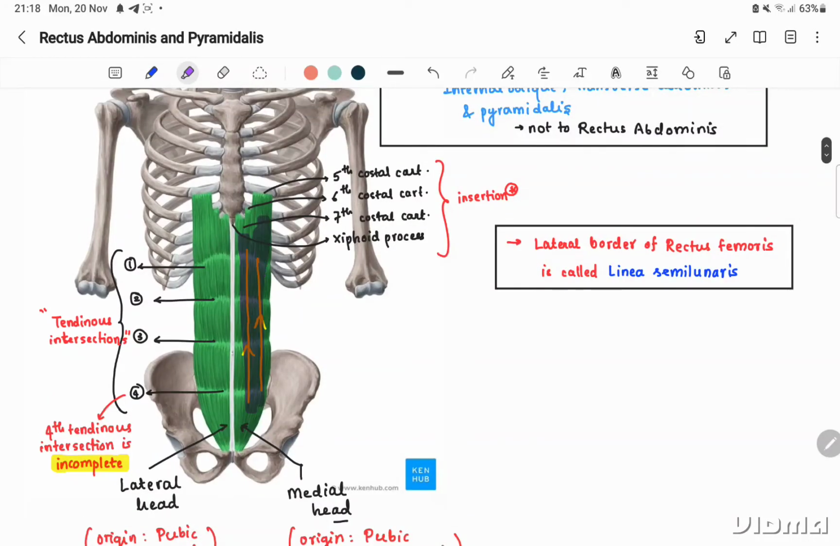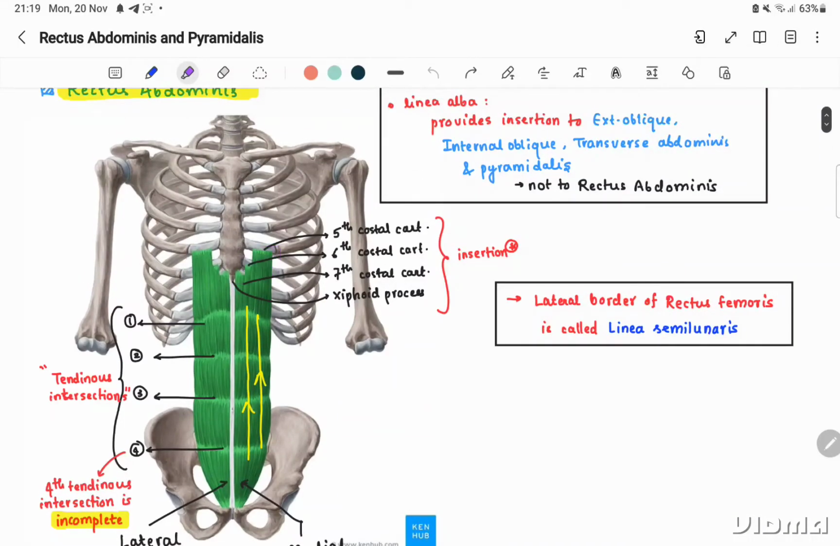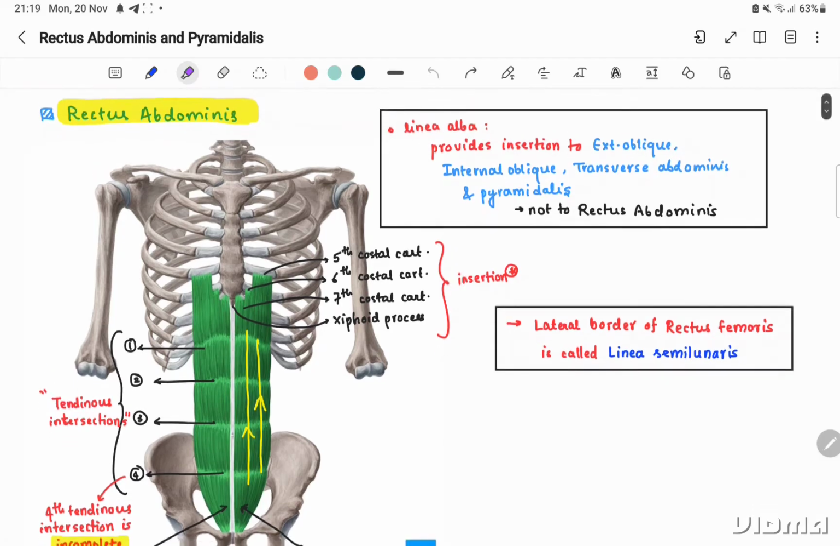The fibers will ascend upward. It has tendinous intersections between them, like tendinous intersection here and here. Okay, and the fourth tendinous intersection is incomplete. Just remember this. And how is it inserted? It inserts into the fifth costal cartilage, sixth, seventh, and the xiphoid process. Okay, this is the insertion, the fifth to seventh costal cartilages and the xiphoid process. This is the insertion of the rectus abdominis.